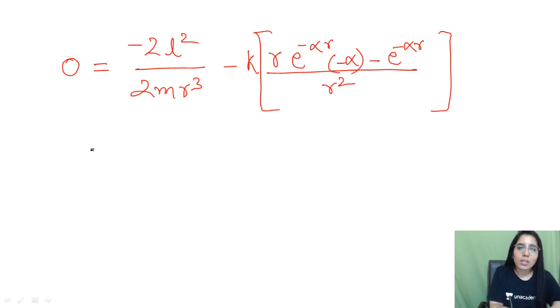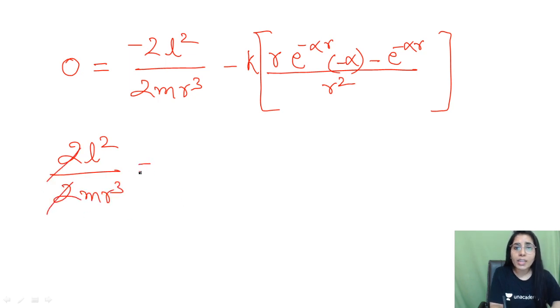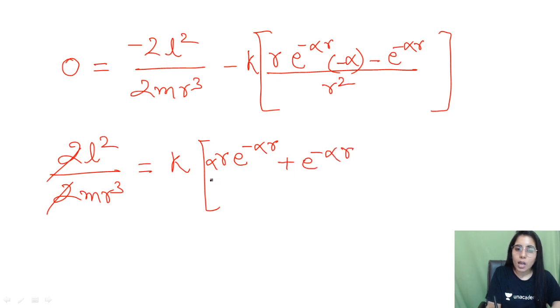0. So you can normally simplify this part, 2L square upon 2m r cube, where you can cancel out the 2, and it will be equal to this minus sign. If you take common from here and here, it will give you the positive sign outside. So you will have here r e to the power minus alpha r into alpha, then plus e to the power minus alpha r upon what? It will be r square here.